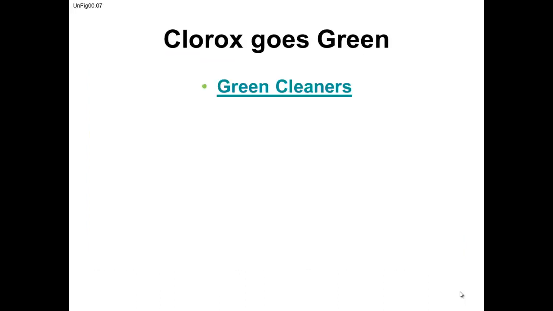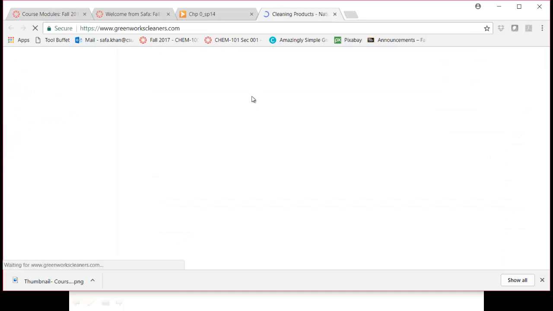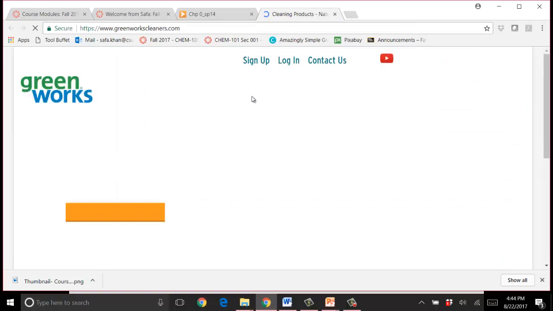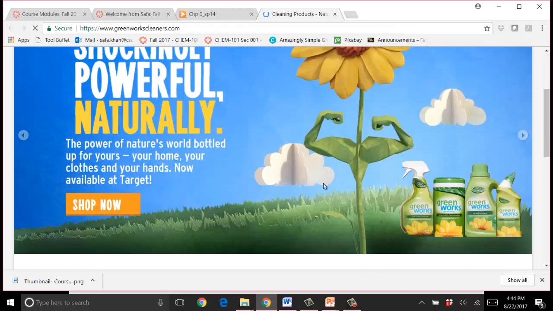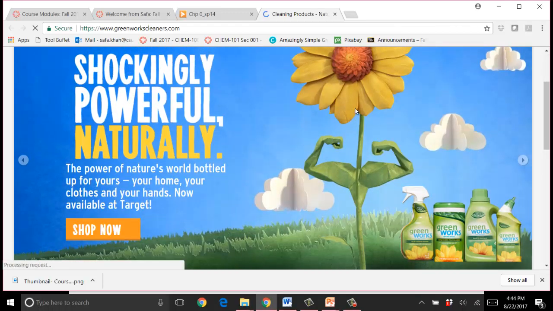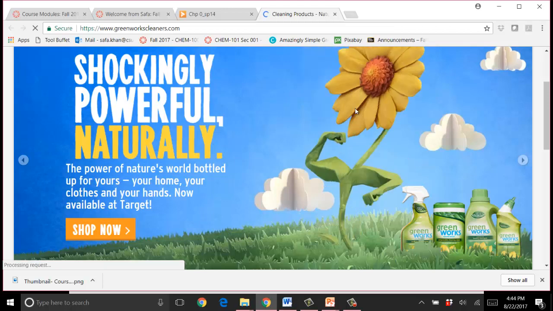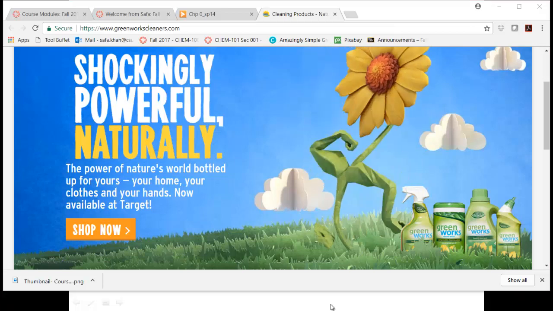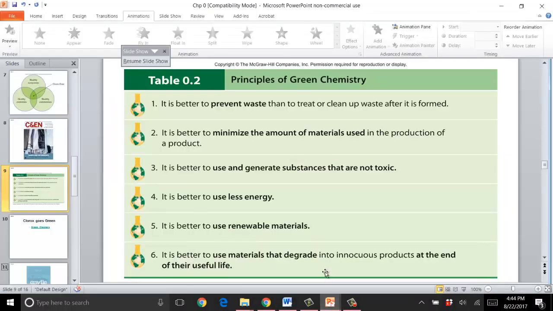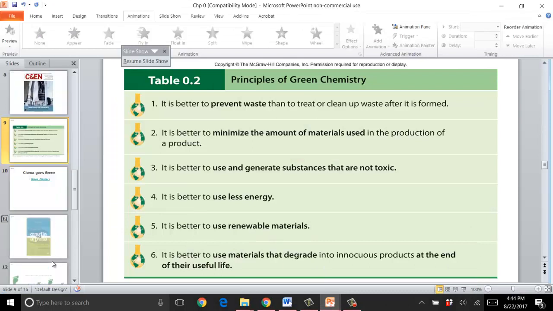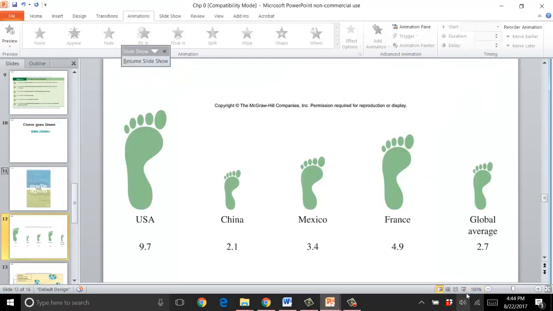Here's a quick example of Clorox. Clorox bleach is a pretty toxic chemical, but they actually have come up with a whole product line of green cleaners. So you can go ahead at some point, look through this website and check out all of the non-toxic, biodegradable, environmentally friendly products that you can actually use around your house to clean. Let's go back to the lecture slides. And just keep in mind that vinegar is really a great cleaning supply too.